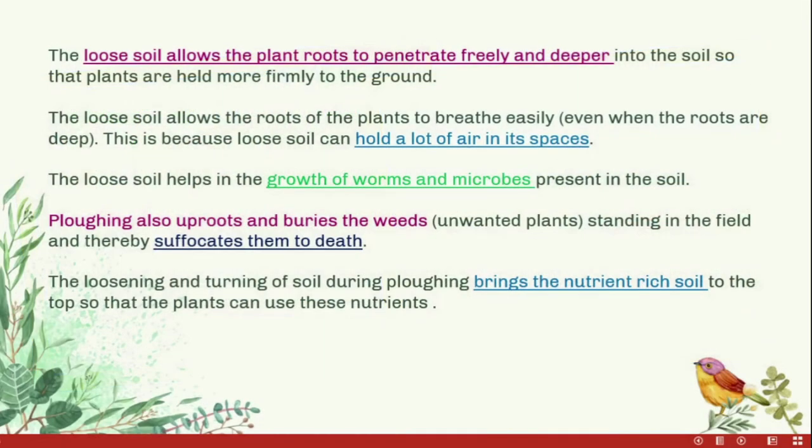What are the benefits they get from plowing the field? First, the loose soil allows the plant roots to penetrate freely and deeper into the soil. While plowing, it makes the soil loose, which means less tight. So whenever crops grow in plowed soil, they can grow easily, and the roots grow deeper into the soil, so the plants are held more firmly to the ground, which means plants are fixed firmly to the ground.